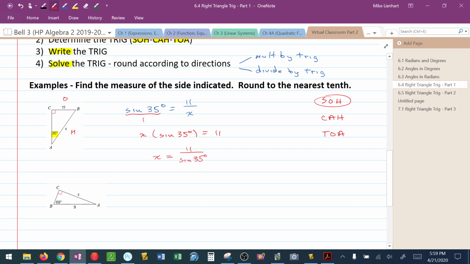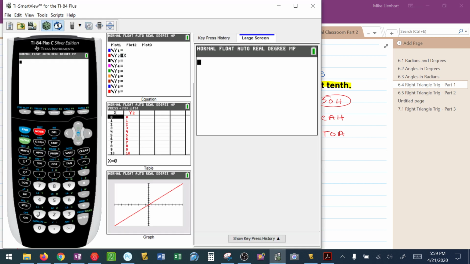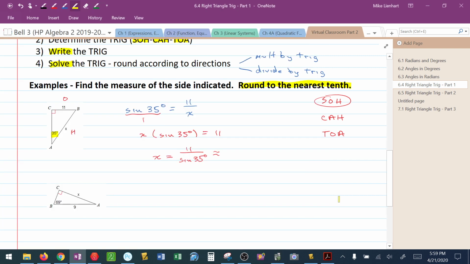And once I get to this part, I'm ready to go to my calculator. Now I noticed in the directions it says round to the nearest tenth. So I'm going to grab my calculator, take 11 divided by sine 35. Always close it off if they open it up for you. And hit enter, and then round that to the nearest tenth and get 19.2.